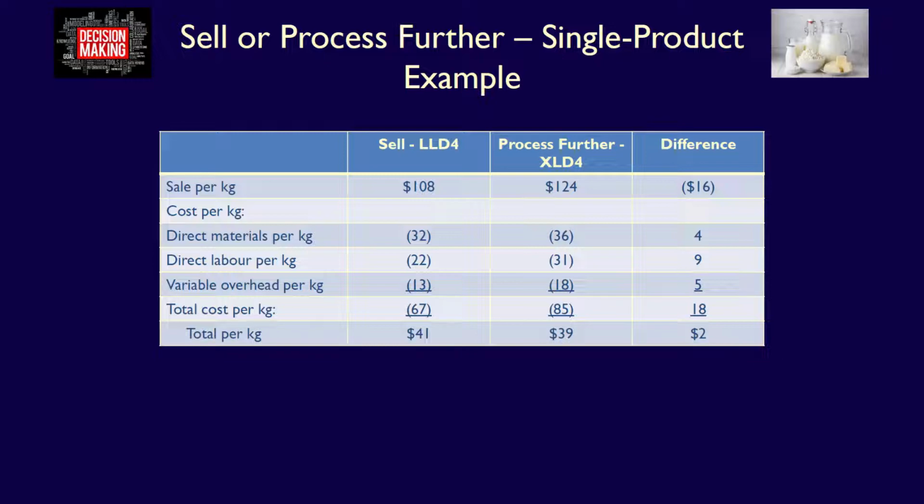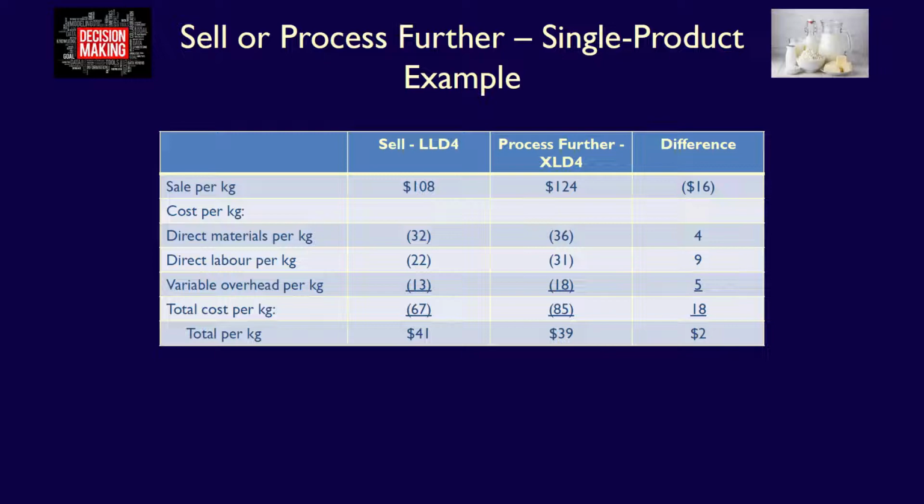Sell as LLD4 is equal to $41, calculated as $108 sales revenue minus $67 total costs. Process further into XLD4 is $39, calculated as $124 sales revenue minus $85 total costs. And the difference column? Positive 2, calculated as $41 minus $39, or as minus $16 plus $18.